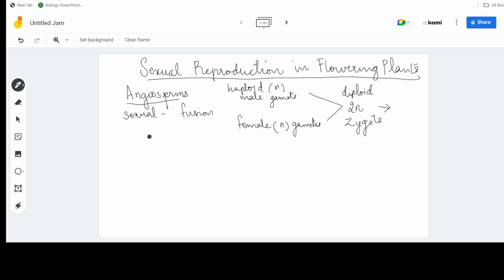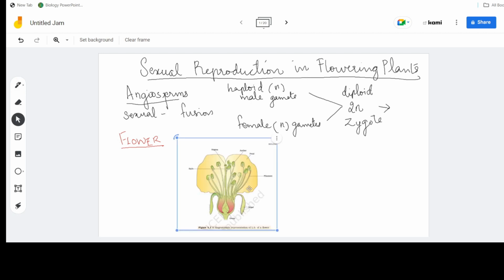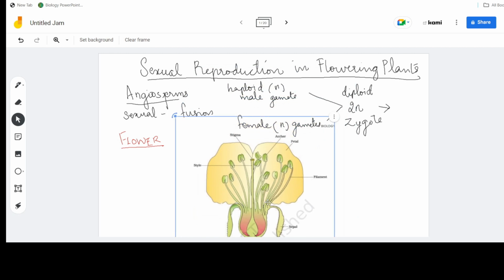So in flowering plants, which is the reproductive organ, or where does the reproduction take place? Yes, it is the flower. So in flowering plants, the flower is the reproductive site or reproductive organ. So first we have to learn about the structure or parts of a flower. Let's learn the parts of a flower. This is the structure of a flower shown in your textbook. So let's zoom in and look at the structure.